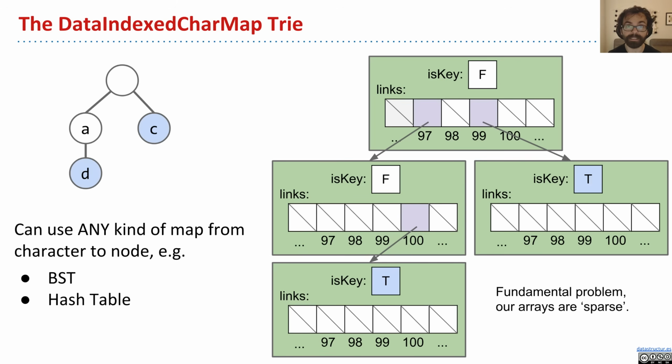And fundamentally, the problem is that our arrays are very sparse. They are mostly null. Now we could use any other kind of map from character to node. Like we could use a binary search tree instead of this array. Or we could use a hash table. And so let's see what that hash table approach might look like.